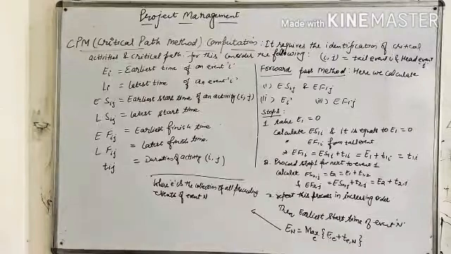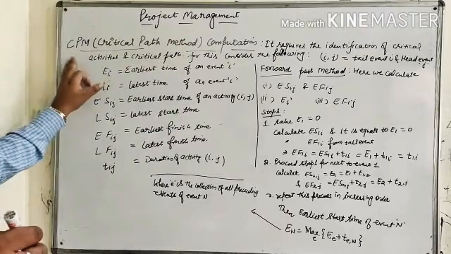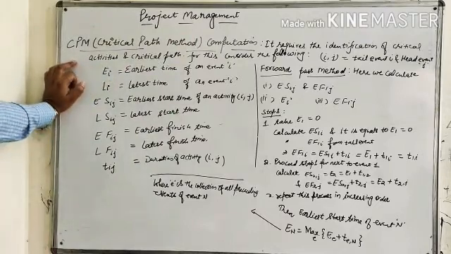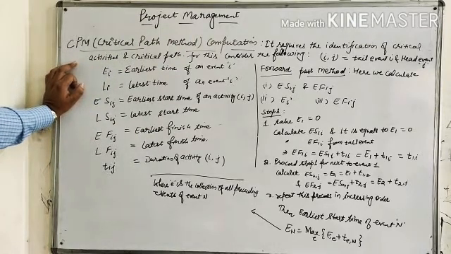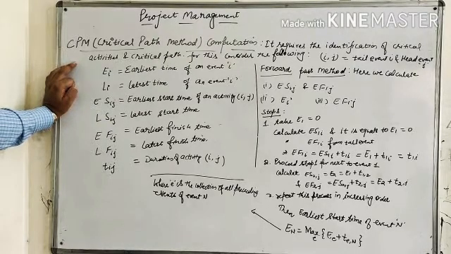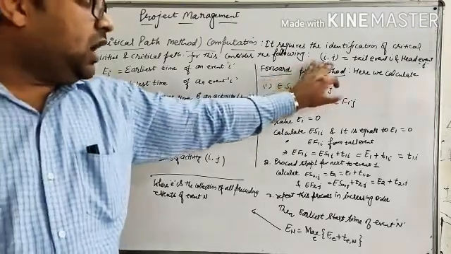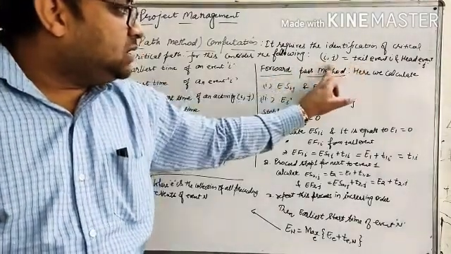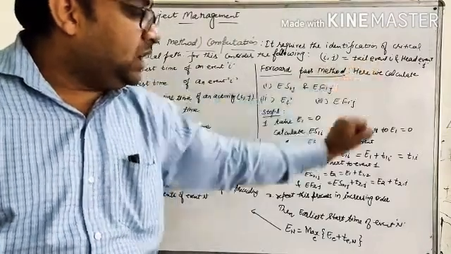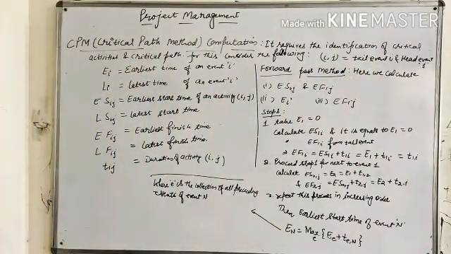Hello friends, this is another lecture on project management. In this lecture, we will study CPM, the critical path method, and how to compute it. To compute CPM, we require identification of the activities. For this, we consider ij, that is, tail event i and head event j.